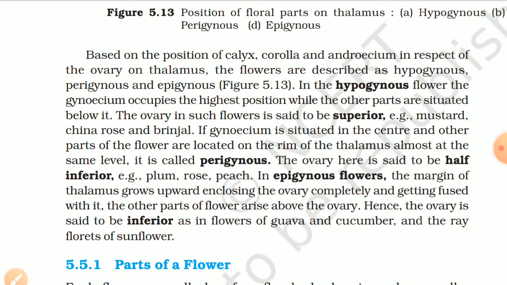If gynoecium is situated in the center and other parts of the flower are located on the rim of the thalamus almost at the same level, it is called perigynous. The ovary here is said to be half inferior. Example: plum, peach, rose. In epigynous flower, the margin of the thalamus grows upward, enclosing the ovary completely and gets fused with it. The other parts of the flower arise above the ovary. Hence the ovary is said to be inferior, as in the flower of guava and cucumber and the ray florets of sunflower.